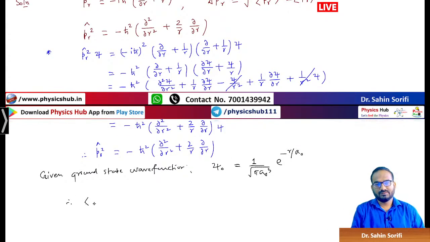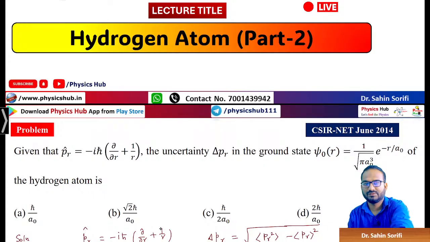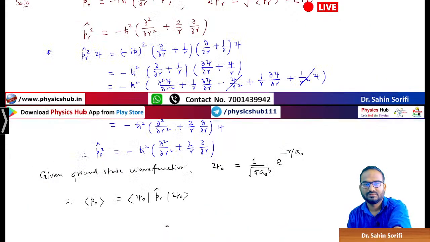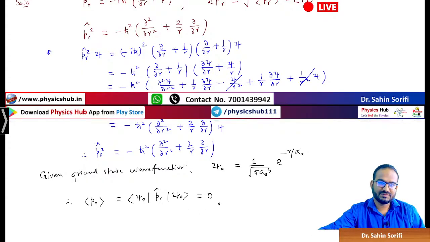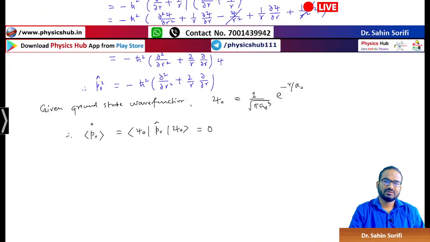So we already know the expectation value of momentum, which is defined in this way. Look, this psi 0 is normalized, so we do not need to divide by the norm, because it is already 1. This will be equal to 0. We know this result. But what about the expectation value of Pr square? Let us try to evaluate that.